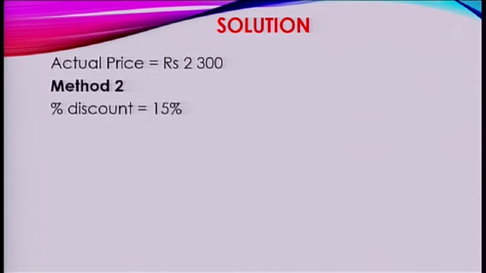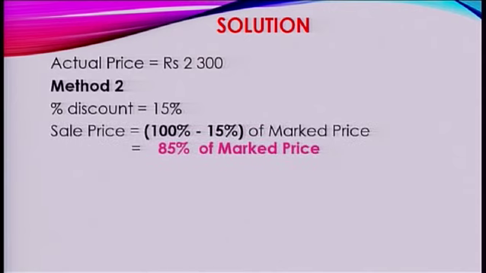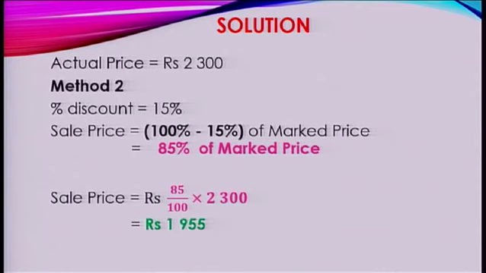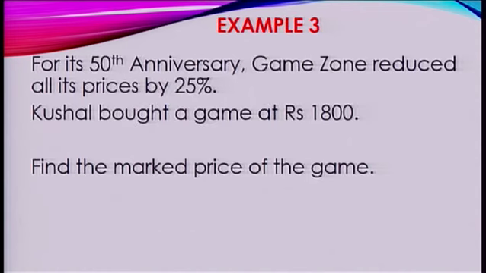Method 2. We know that actual price is 2,300. Percentage discount 15%. So the sale price will be 100% minus 15% of the mark price, which is 85% of the mark price. So the sale price, what we do is simply 85%, so it's 85 over 100 times 2,300, which is 1,955.